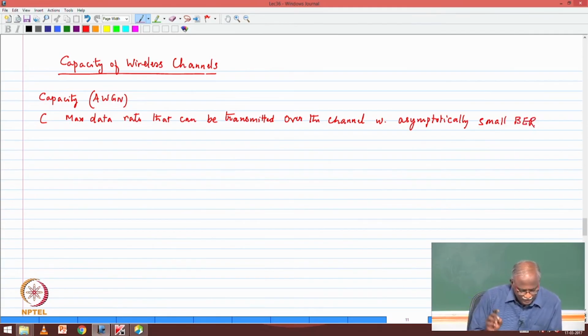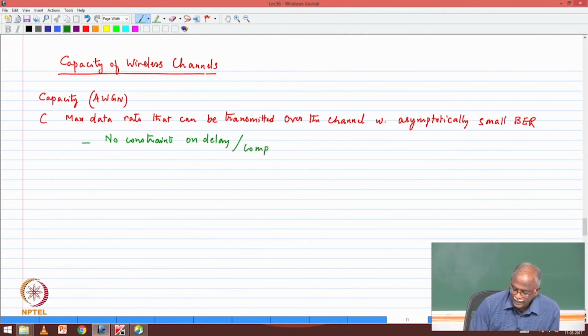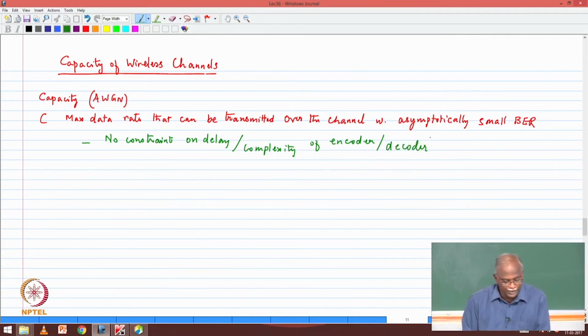Now, given that, nothing has been mentioned about guarantees, so there is no constraint on how much processing you would have to do and what delay it would cause. No constraint on delay or complexity, and this delay and complexity can be at both ends. It can be at the encoder or at the decoder. It's a very, very open-ended statement. All it says is you can communicate reliably. So we are always interested to know what is the capacity of a given channel.